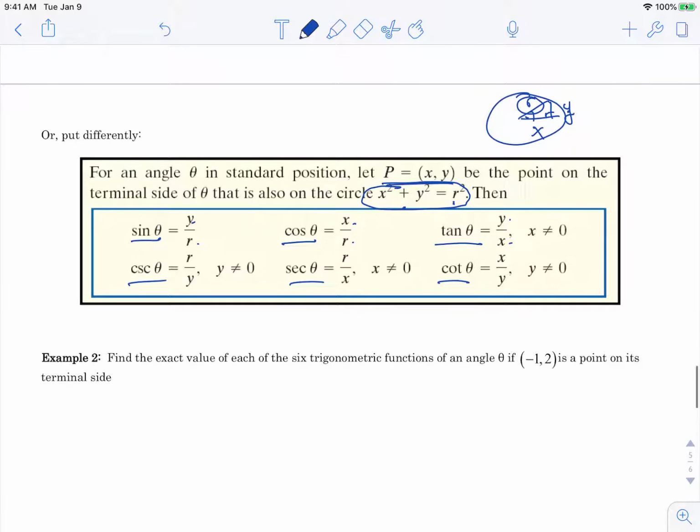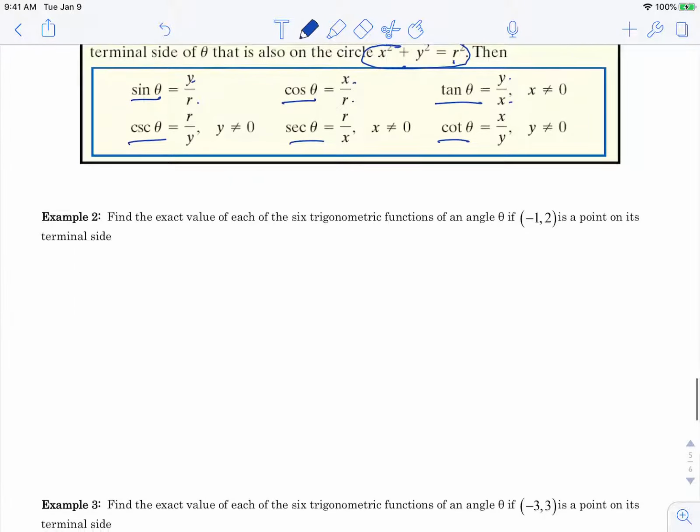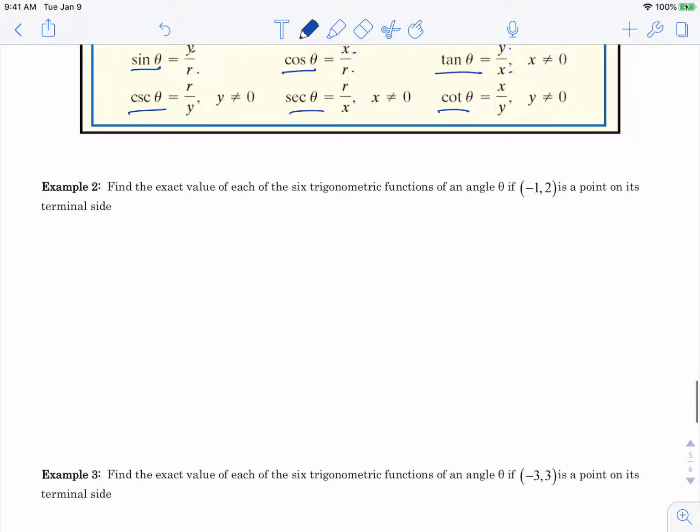So let's see. Example 2. Find the exact value of the 6 trig functions of an angle theta if theta has negative 1, 2 on its terminal side. So if you're in the xy plane, negative 1, 2, there's your coordinate. And it's saying you have this angle that starts at the initial side. The terminal side goes through it. So it's saying that you have this angle.